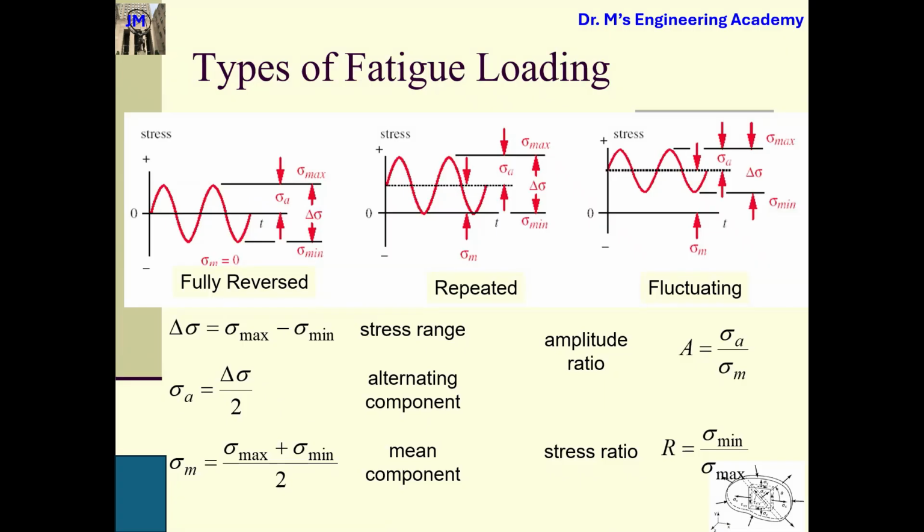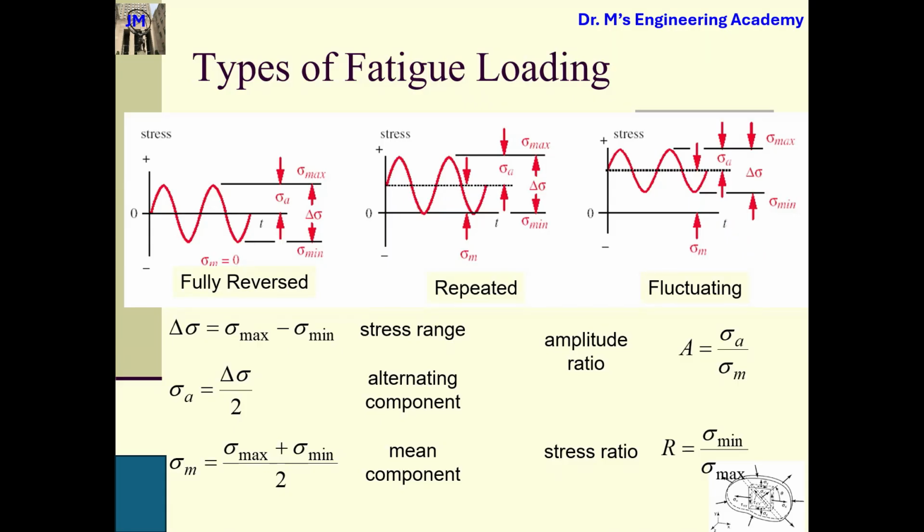So the third case is much worse, the worst one. Why? Even the minimum stress level is also tensile. Tensile is bad. Whenever you apply a tensile load, you need to pay more attention. Any questions regarding these three case scenarios? Fully reversed, repeated, fluctuating. This one is the worst. Questions?